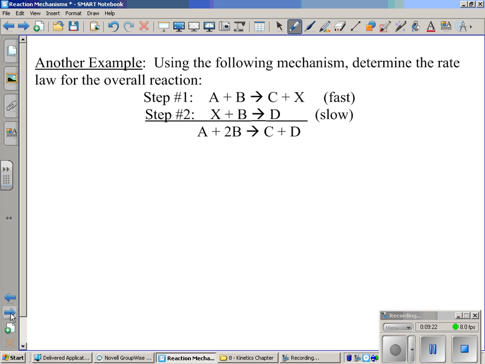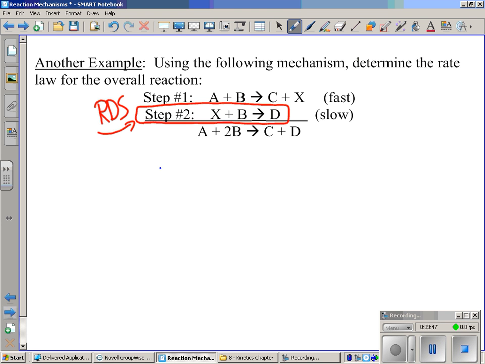You see they've given us the 2 steps. They've given us the fast one and the slow one. They've given us the overall equation. They didn't have to give us the overall equation. We could have figured that out ourselves just by adding, but they told us. So you see the rate determining step. Maybe circle it, highlight it, something for yourself. Make it stand out to remind yourself that this is the one that matters. Okay, this is the one that's going to determine the rate.